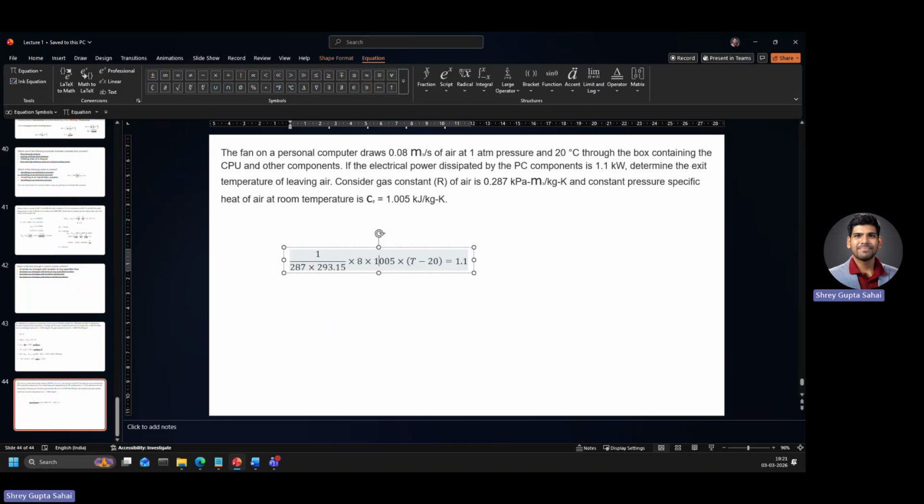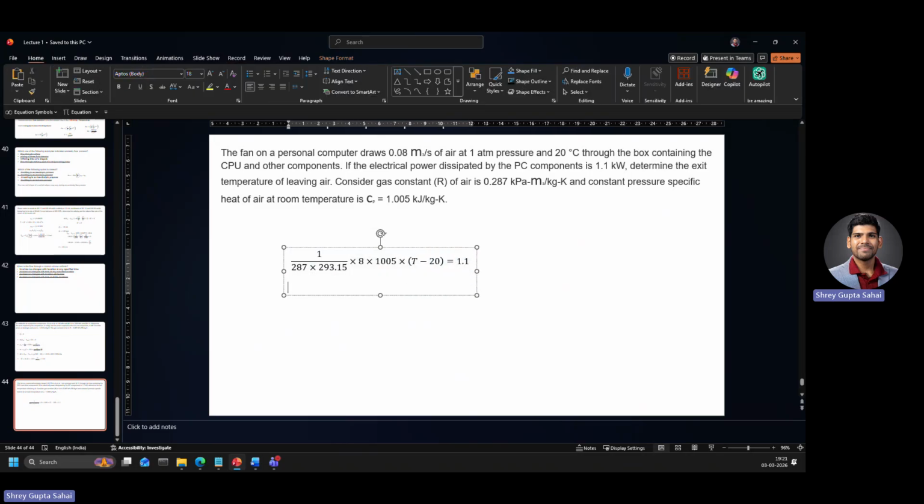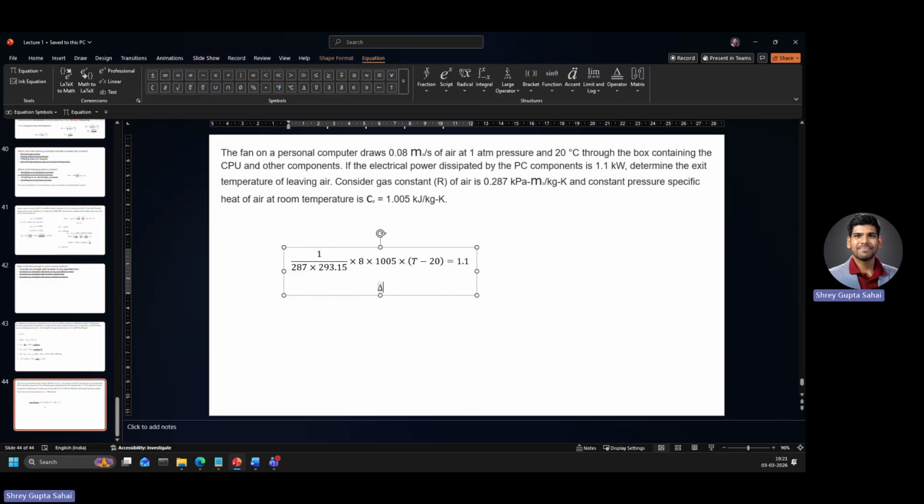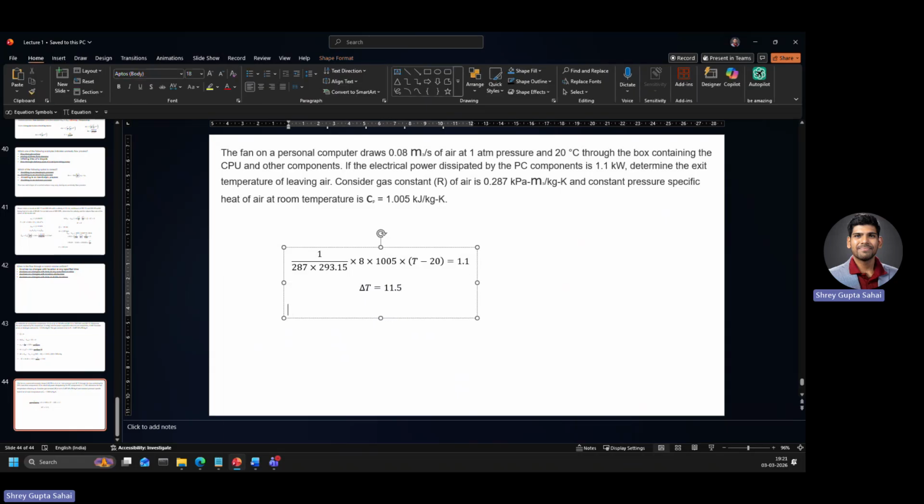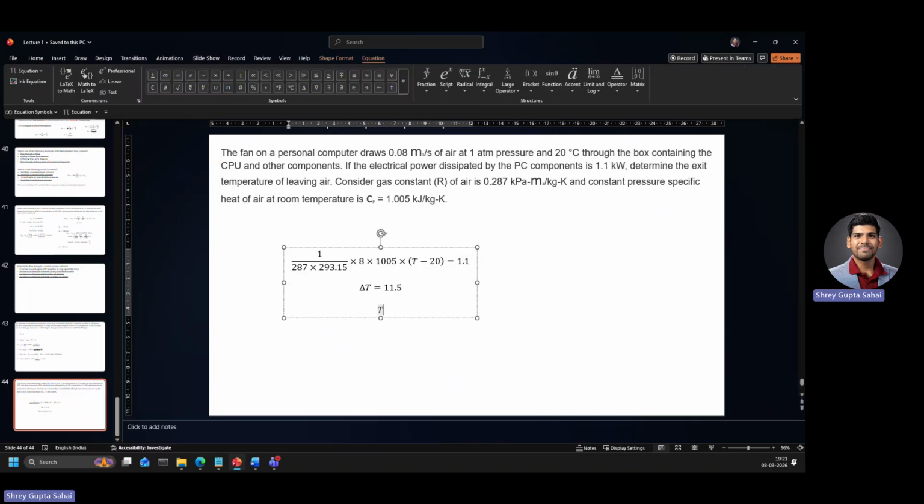So T is coming around 31. Okay, this is coming out. So delta T is coming out 11.5. So delta T is coming around 11.5. And so the closest answer is 31. Okay, T out should be 31.